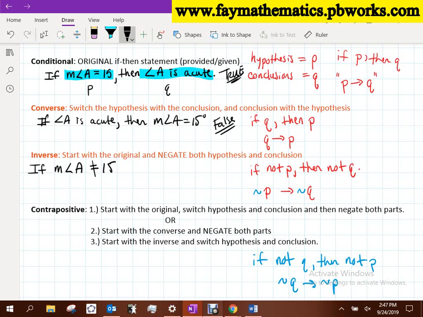Okay? We do the same thing with maybe congruency and other things. You can do it with inequalities, but there's a better way of writing inequalities that are not true, and we'll discuss that later on. But so if measure of angle A is not 15, then angle A is not acute.